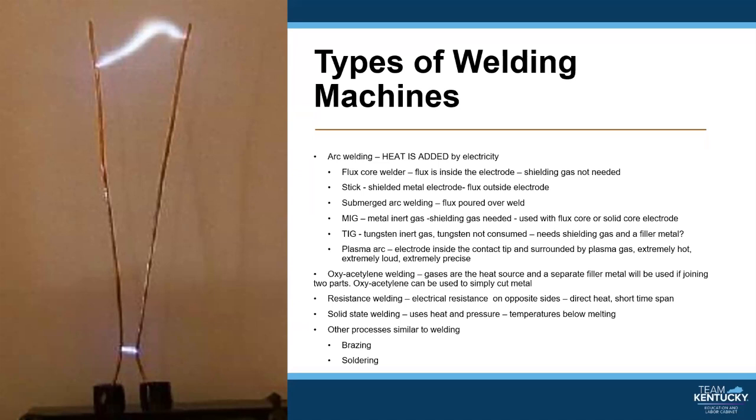Another type is resistance welding. This is where there's electrical resistance on opposite sides of the metal pieces that need to be joined together. This uses direct heat in a short time span and creates fewer welding fumes. Next on the list is solid state welding. This uses heat and pressure. This is used at temperatures below melting, and that creates fewer welding fumes.